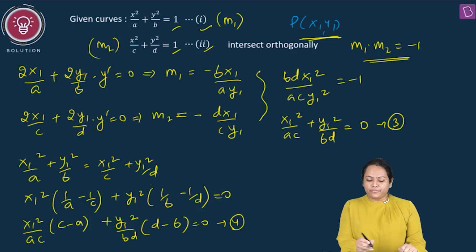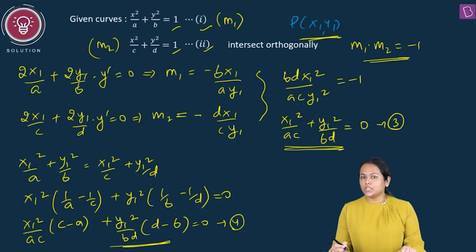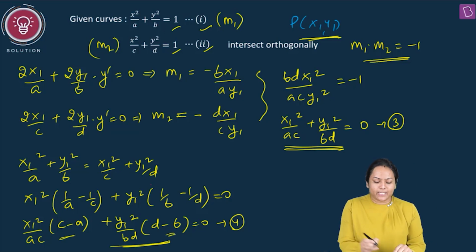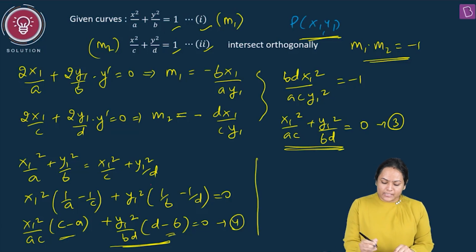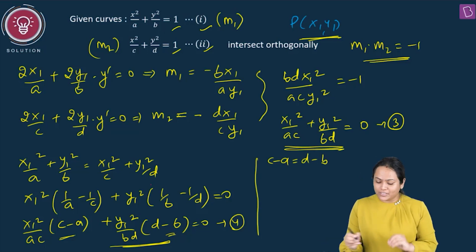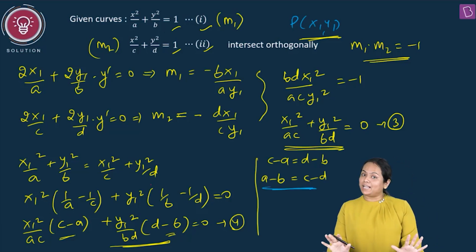So now if you compare your third equation and your fourth equation, all the terms are same except this c minus a and d minus b. So that means I can say directly that my c minus a should be equal to d minus b, or further this can be written as a minus b is equal to c minus d. This will be the relation between a, b, c and d.